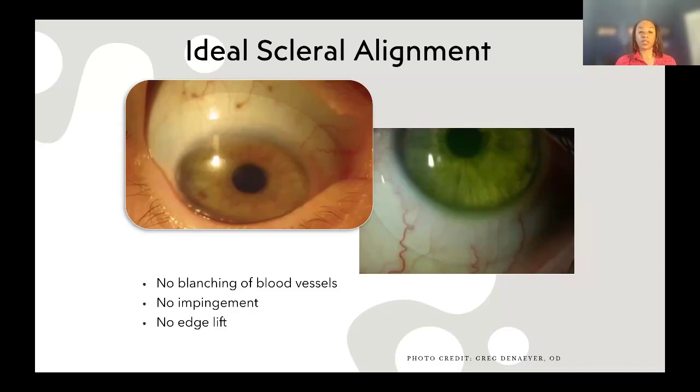What we want a scleral lens to look like is exactly what a soft lens looks like. And when it comes to the scleral alignment, we don't want any blood vessels blanching or impinging, nor do we want edge lift. Edge lift is just as problematic as blanching or impingement. We want that lens to land on the sclera just like a soft lens does.